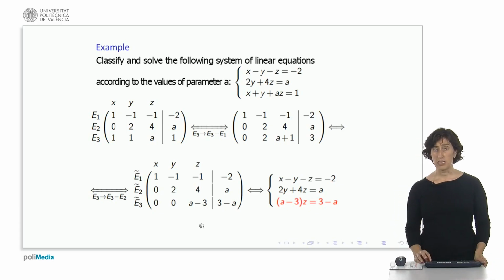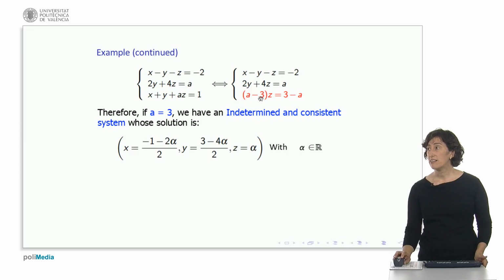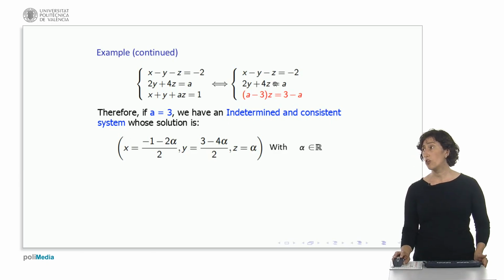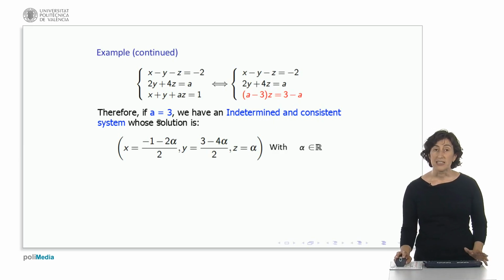So the first thing we see is that if a is worth 3, this here would be 0, and this would be 0, so we would have 0 equal to 0. This equation would disappear, and we would have only the first two. Then it is a consistent indeterminate system, whose solution is, well, taking z as a parameter. I have chosen z equals alpha. Then, solving for y, it is worth (3 minus 4 alpha) divided by 2, since a is worth 3. And replacing in the first one, I have that x is equal to (minus 1 minus 2 alpha) divided by 2. As you can see, if a is worth 3, the system is consistent indeterminate, with infinite solutions given by this expression for each of the values of alpha belonging to R, which is the only degree of freedom of the system in this case.